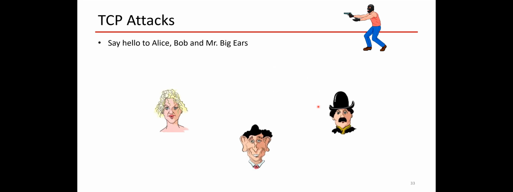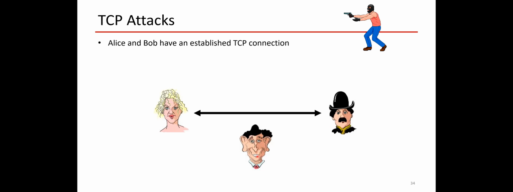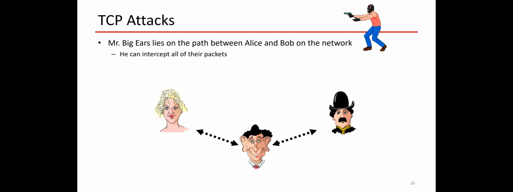Okay, so this is the example of the TCP attacks. Let's say I have Alice, Bob, and Big Ear. Say Alice and Bob have established the TCP connection, meaning they trust each other. Then Mr. Big Ear lies on the path between Alice and Bob, the network.